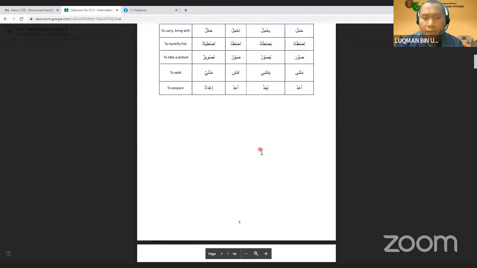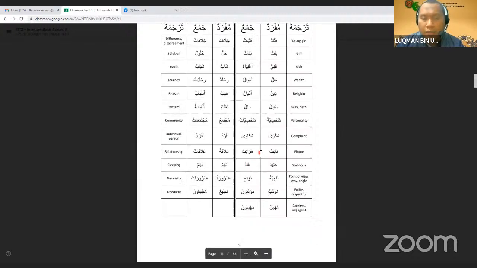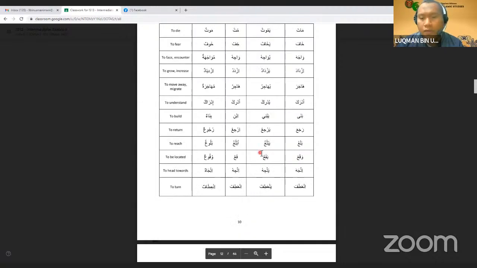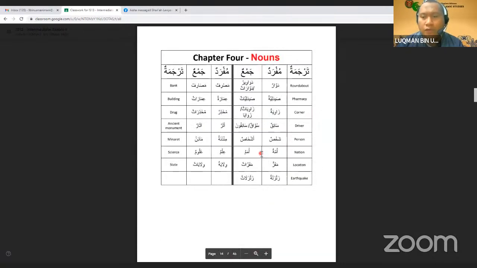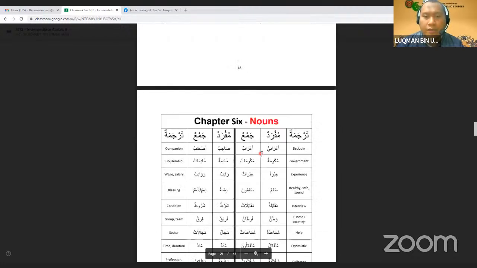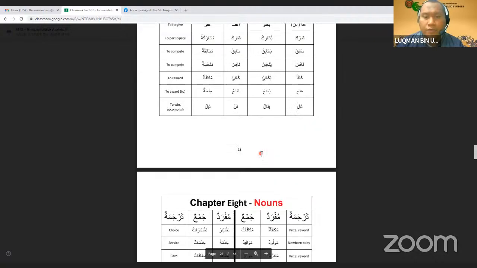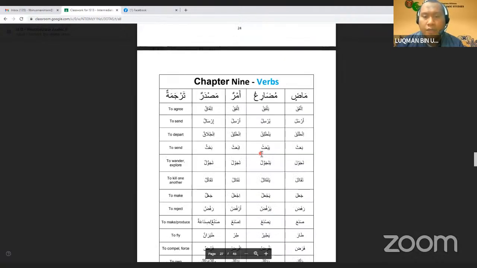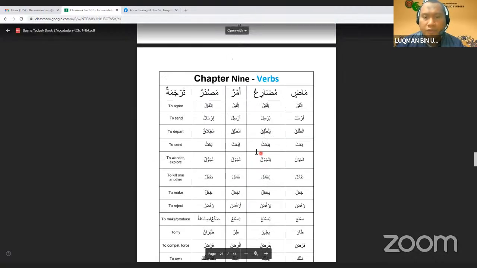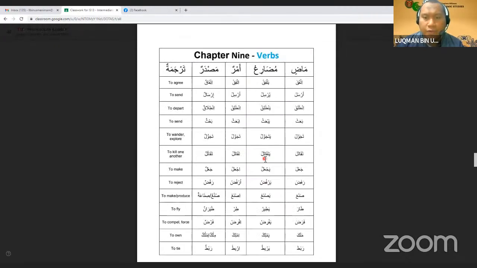So chapter 9: if you only give it time, one chapter a week, you will be able to memorize this. You will be able to master this vocabulary, these sets of words, nouns and verbs. So this is chapter 9. These are the verbs that have been used, new verbs.